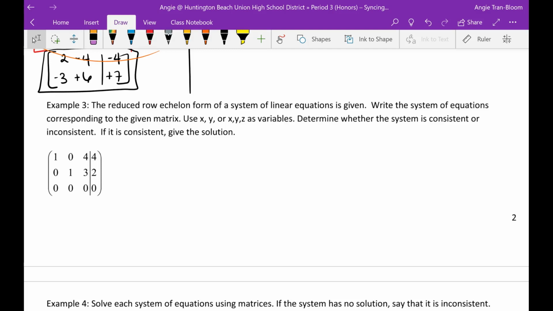All right, guys, this video notes is for example 3 in section 11.2. The reduced row echelon form of a system of linear equations is given to us. Write the system of equations corresponding to the given matrix. Use xy or xyz as variables. Determine whether the system is inconsistent or consistent. If it is consistent, give these solutions.